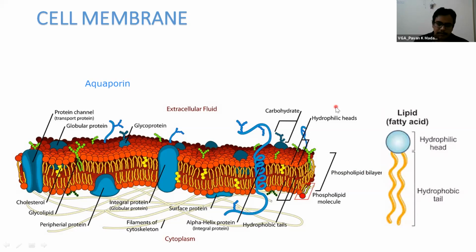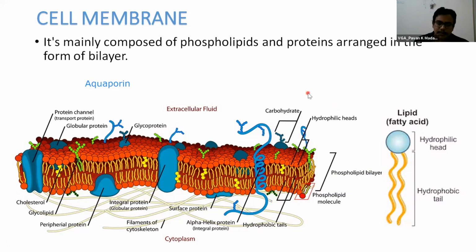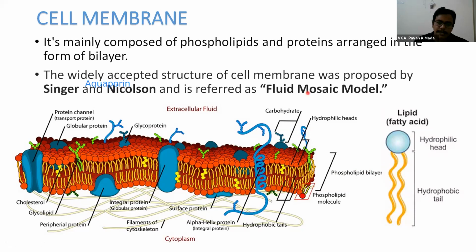And there is a model proposed for this particular cell membrane. This model is called the fluid mosaic model, and it was proposed by Singer and Nicolson. So try to remember this name: fluid mosaic model proposed by Singer and Nicolson.